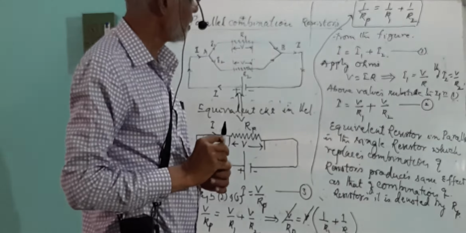Second difference: in a parallel combination, the current is going to split into two branches, whereas in a series combination, the current is going to remain the same. In a series combination, the potential difference is going to vary from R1 to R2.